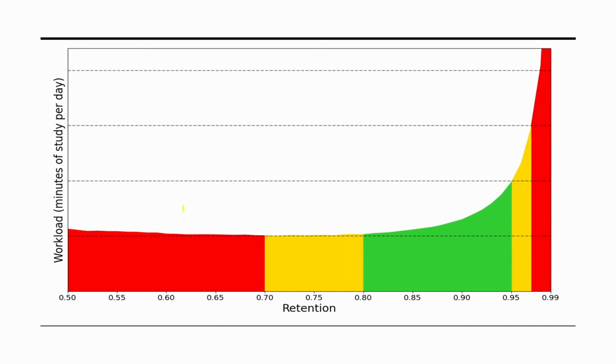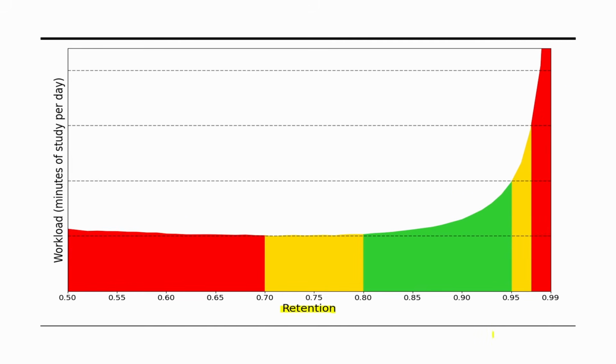Yeah. So this is the desired retention, you can see, and this is the workload, or basically the review load. You need to lie in this green zone. As you can see, 80% to 90% retention is basically almost a flat curve, right? Beyond 90%, this curve grows exponentially, right?